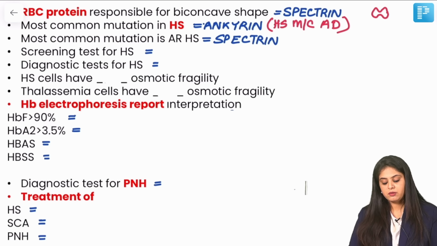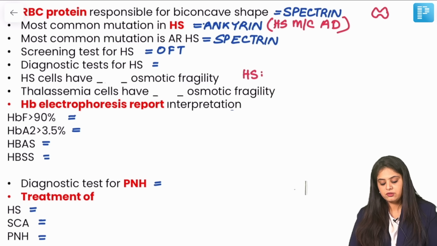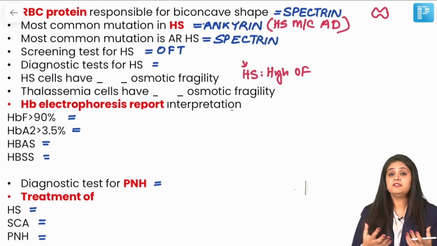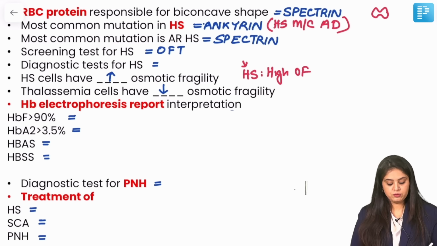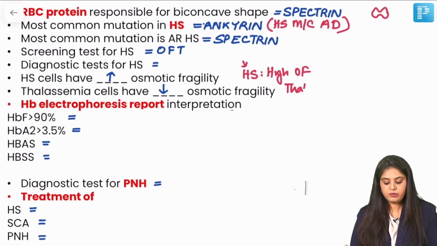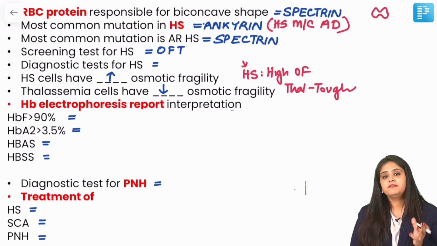Now when I have to talk about hereditary spherocytosis, the screening test is osmotic fragility, because I have always studied that hereditary spherocytosis cells have very, very high osmotic fragility. Fragility means weak. They are very highly fragile. They are very weak. They will break. Do you know which are the cells which don't easily break? These are the thalassemia cells. So we had learned that thalassemia cells are going to be very, very tough. They have reduced fragility. But this is a very vague screening test.